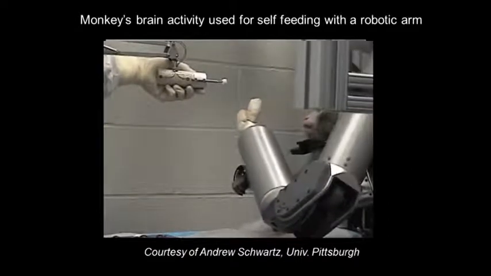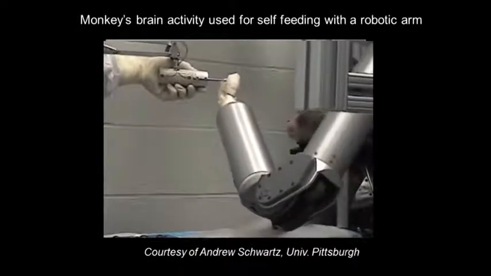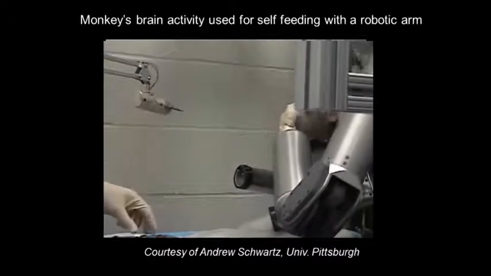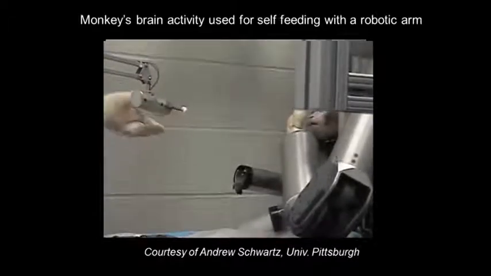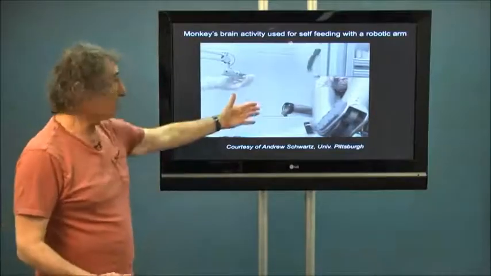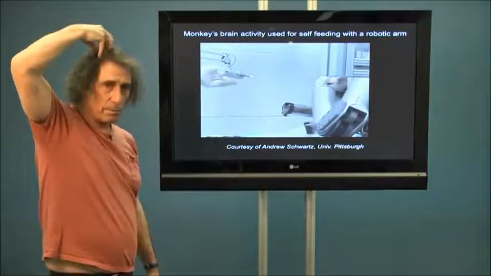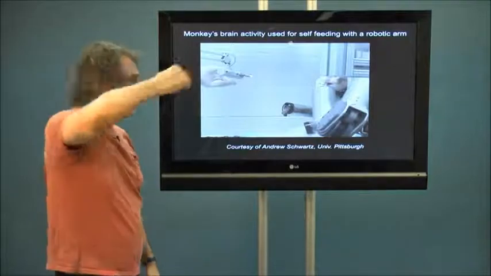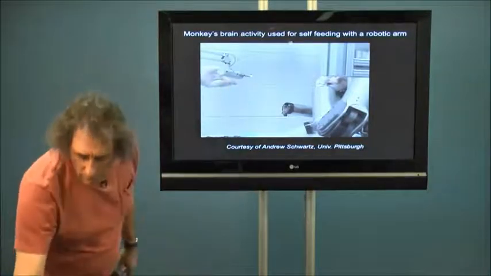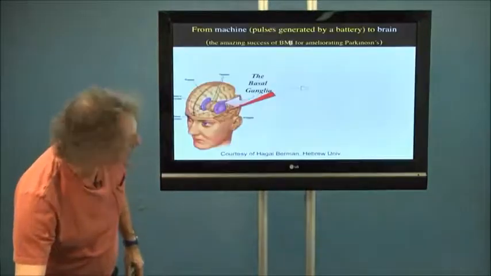That's amazing. That's brain-machine interface, self-feeding with a robot, and very useful for cases of amputees or spinal cord injury. And actually, there are already people going with this technology with electrodes implanted in the brain, and are eating and moving a robotic arm.